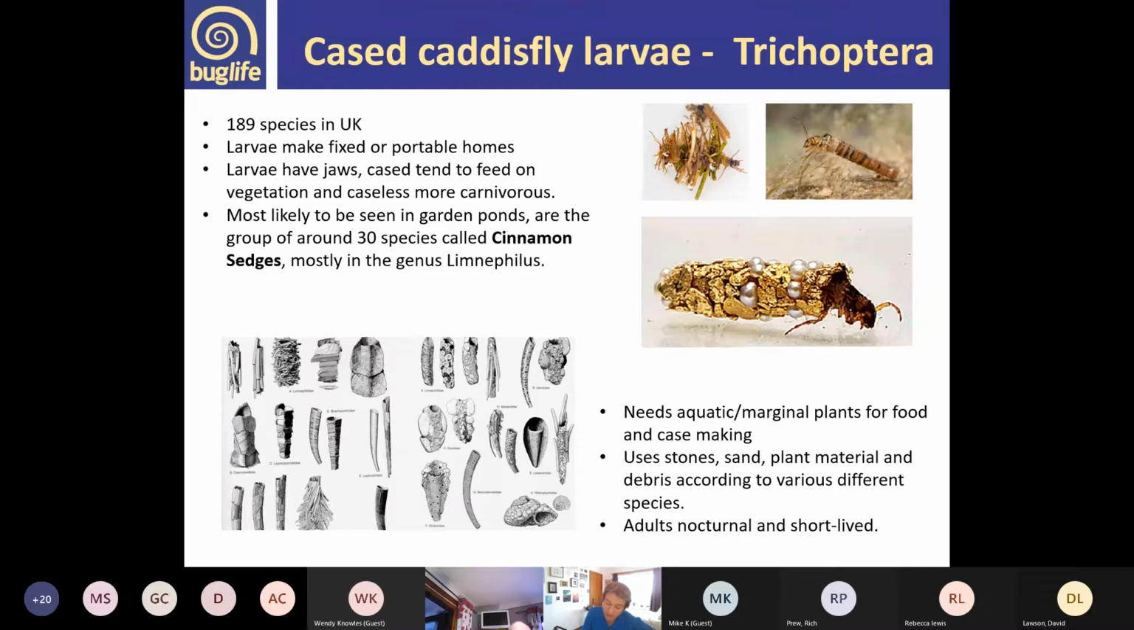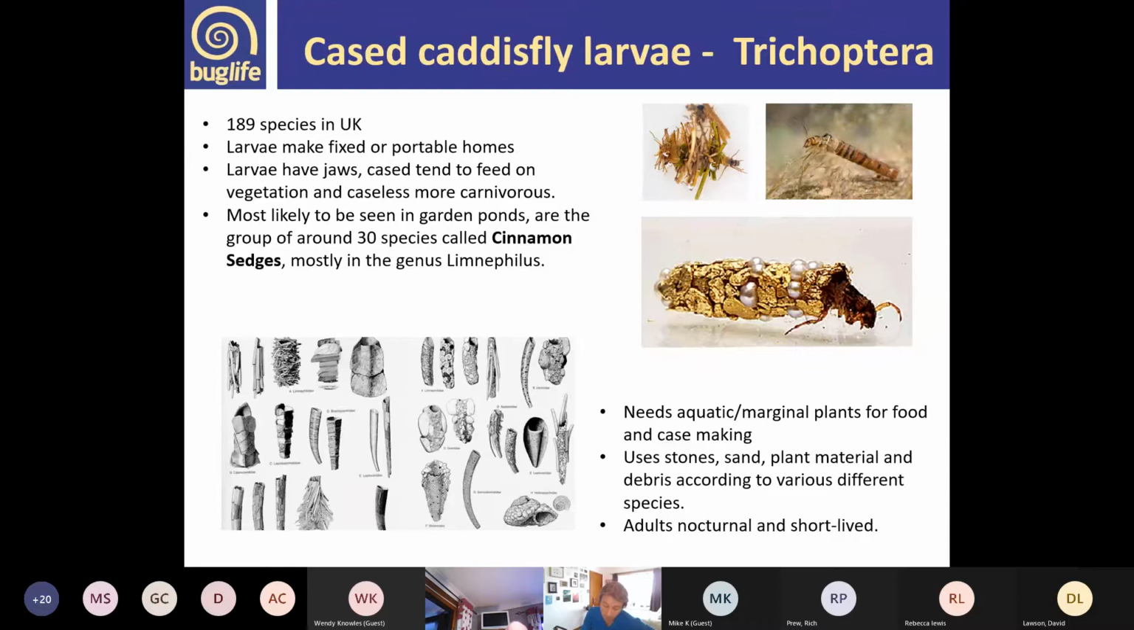Those that live in ponds often use bits of vegetation and plant debris, whereas those that live in flowing water often use smaller items of sand and other materials, therefore making them more streamlined and less likely to be washed away in the current. Larvae of cased caddisfly larvae tend to be herbivorous. Caseless caddisfly larvae have large jaws and are often carnivorous.